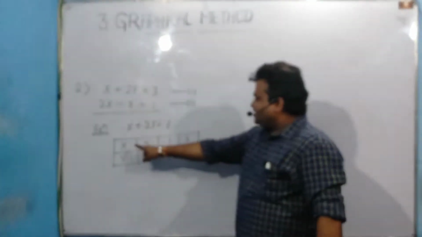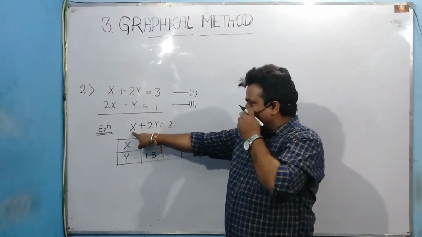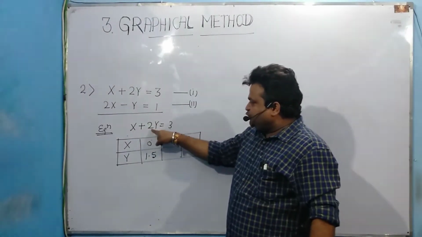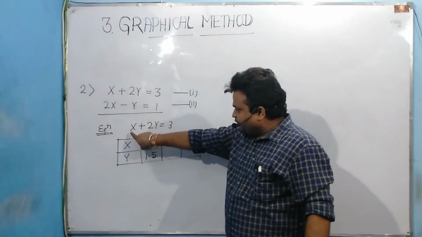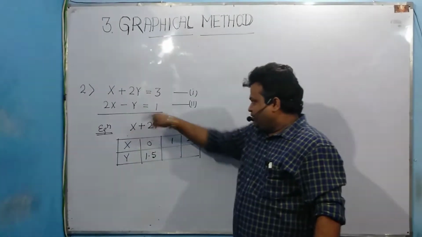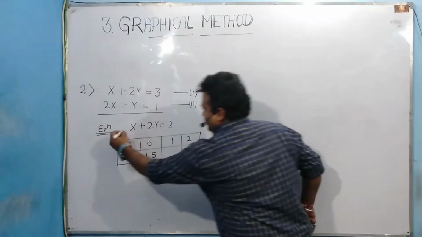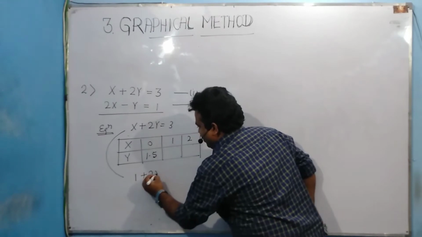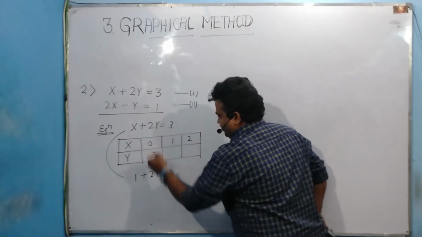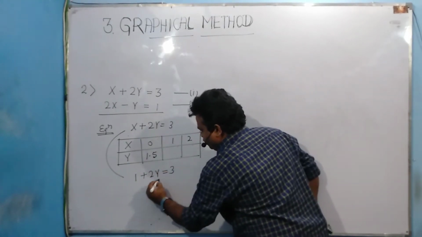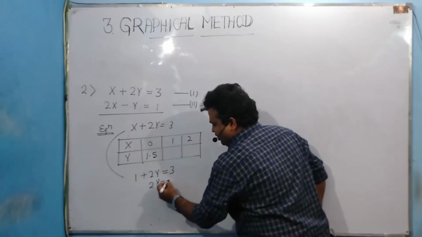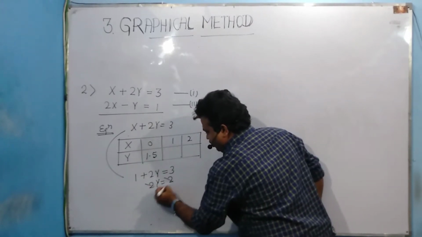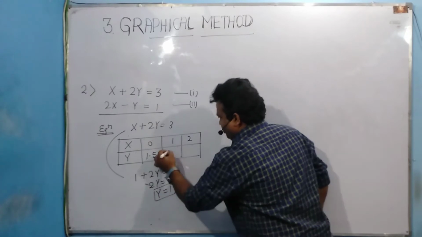Now if you put x equal to 1, so 1 plus 2y equal to 3. If you move this 1 to the right hand side, you get 2y equal to 3 minus 1, which is 2. So y equal to 1. So you will get y equal to 1.